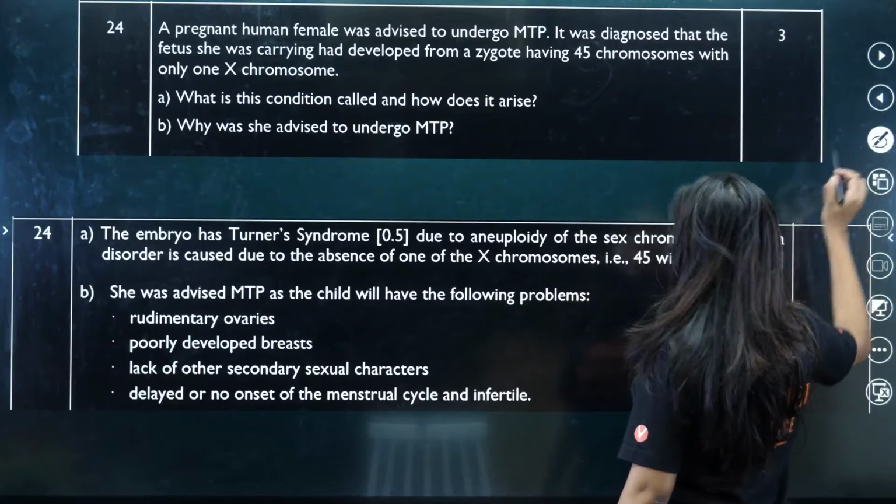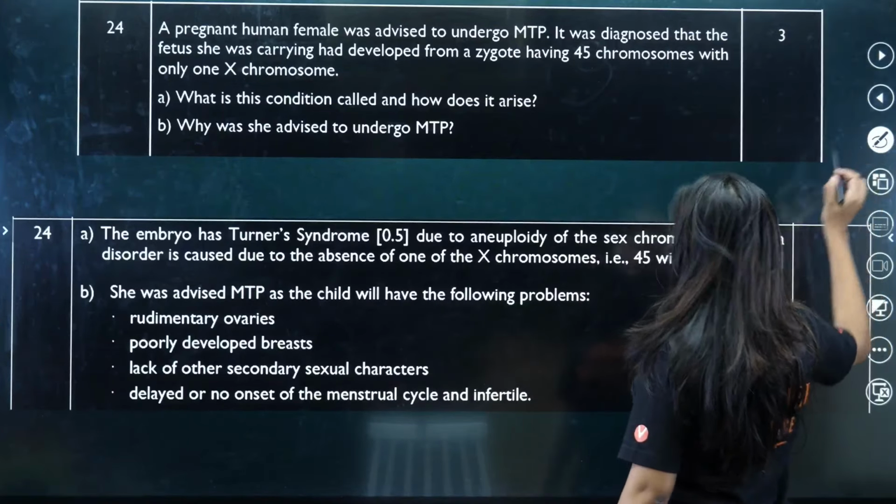She is asked to do MTP because these are the things that will be there in the fetus which cannot be rectified. So what are the things? First, the child might have rudimentary ovaries. That's why I told you she will be completely sterile. Poorly developed breasts, and the secondary sexual characters also will not arise well. Menstrual cycle can happen, but it can be a lot later, or it completely stops, like it does not happen at all.